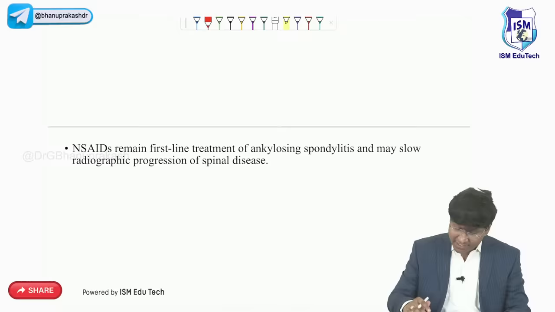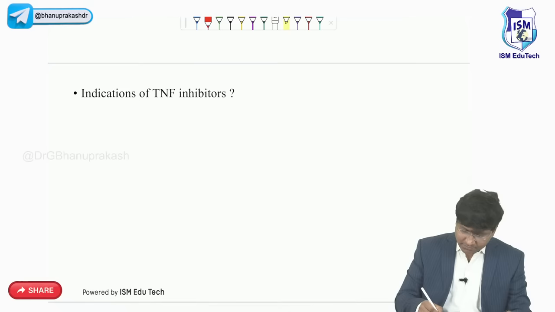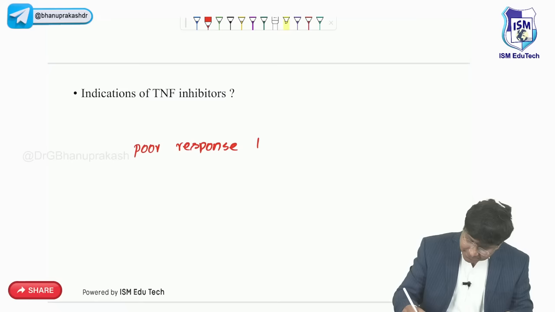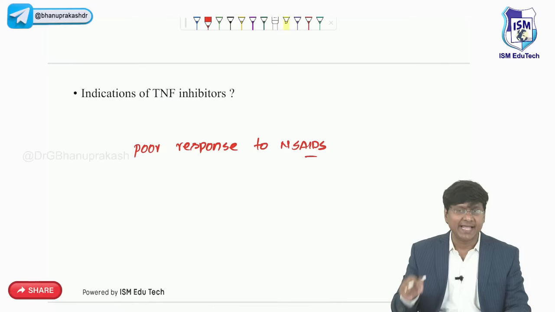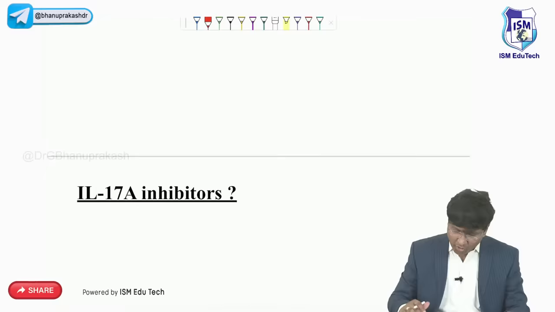And those individuals where there is no adequate response, where there is poor response to NSAIDs, there we give TNF alpha inhibitors. So NSAID resistant ankylosing spondylitis, we give these TNF alpha inhibitors. And we have some new drugs for ankylosing spondylitis. So what are these new drugs? That is interleukin 17A inhibitors.